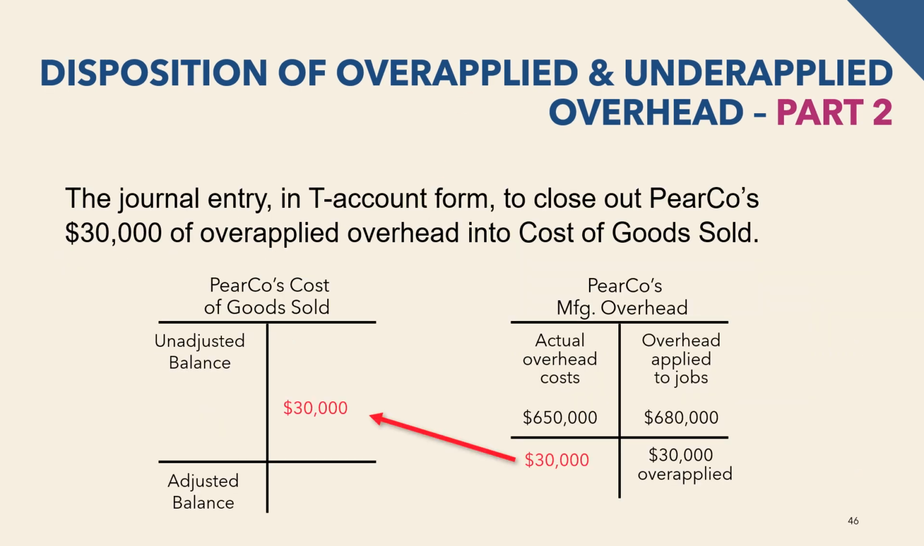The journal entry in T account form to close out peer company's $30,000 of over-applied overhead into cost of goods sold. See, this is the $30,000 of over-applied overhead. You can do the journal entry by debiting manufacturing overhead and crediting cost of goods sold by the same amount, which is $30,000. You will close out the manufacturing overhead over-applied.